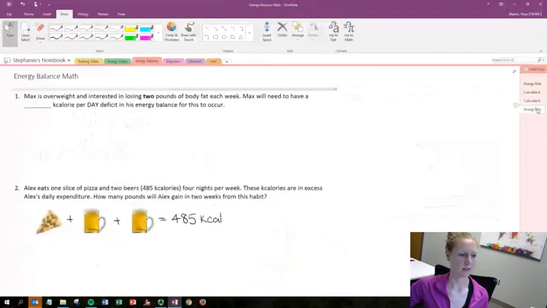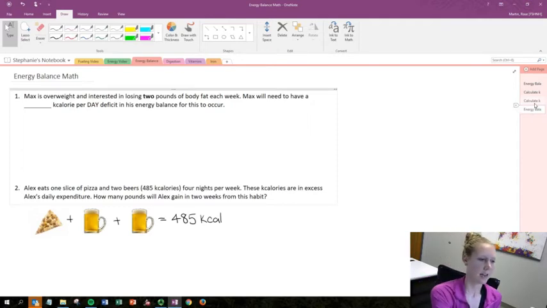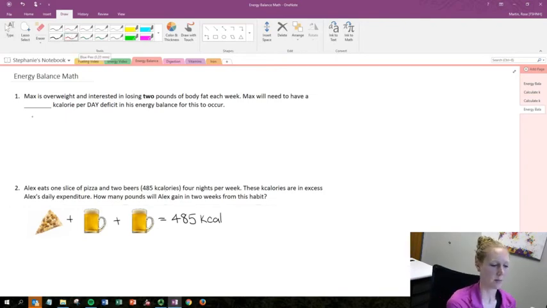Okay, last step. To put all this together, we want to consider the effects when we are not in energy balance. So problem number one, this is something you may have thought of before, or somebody has come to you and asked. But we're going to try and help Max out. Max here is interested in losing 2 pounds of body fat each week. So we want to let him know how much calories per day he should be in deficit in order to achieve this.